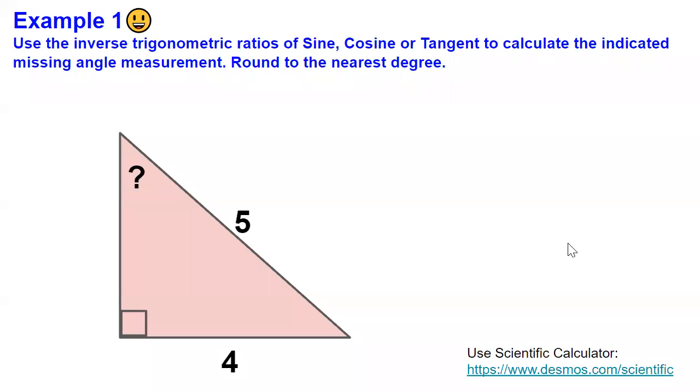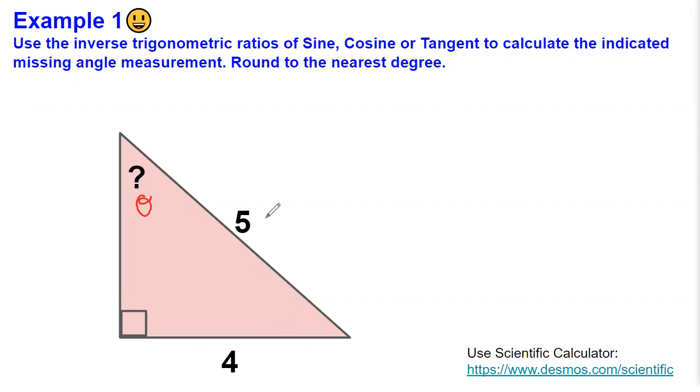Example number 1: use the inverse trigonometric ratios of sine, cosine, or tangent to calculate the indicated missing angle measurement. We're going to round to the nearest degree. We have our triangle with sides 5 and 4 and a missing angle measurement. Go ahead and copy this down on your flipboard. We're going to label that missing angle theta, since that's the angle measurement we're trying to look for.